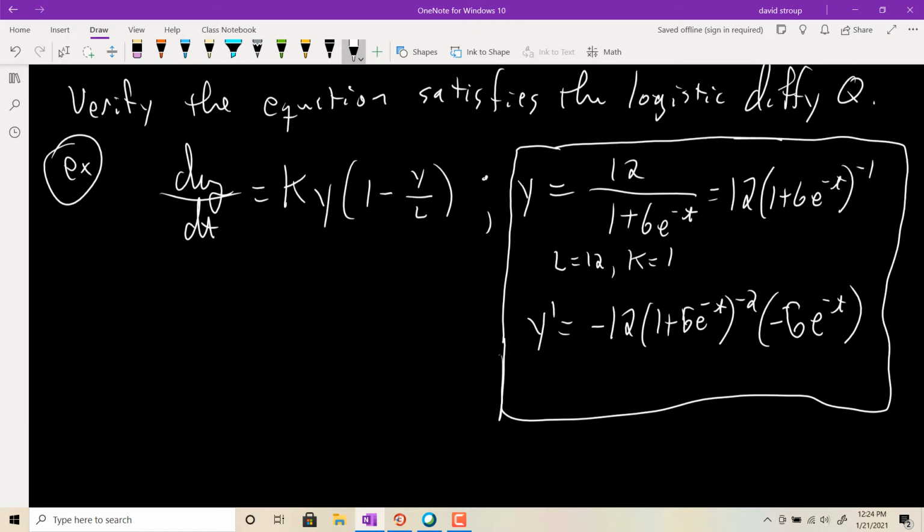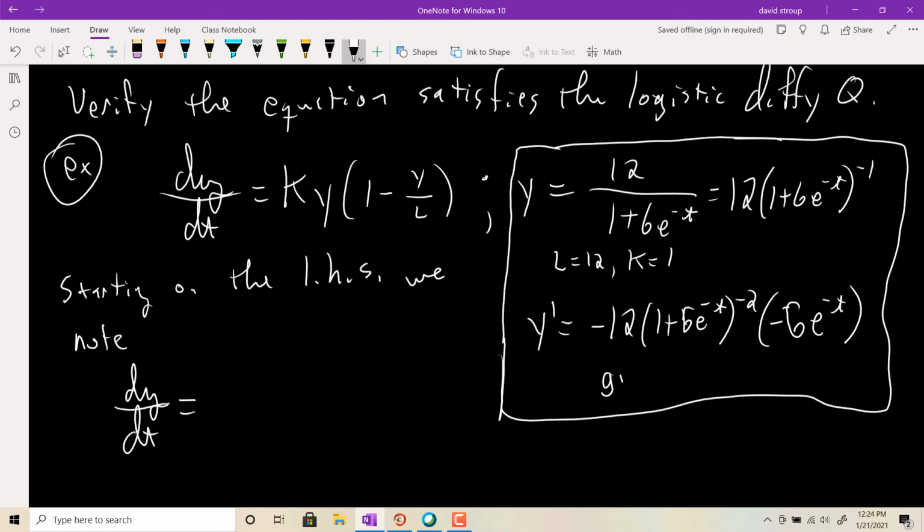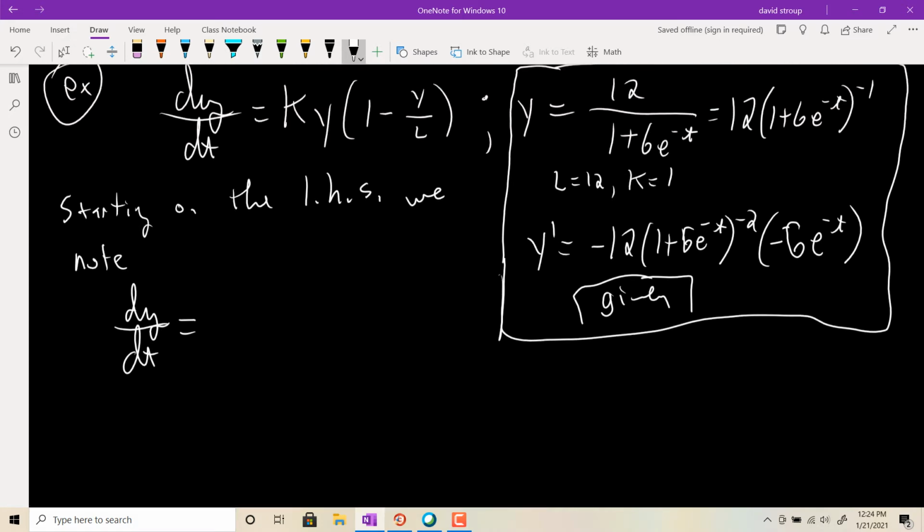Let's go ahead and start on the left-hand side. So starting on the left-hand side, we note dy over dt equals, and now I use my given information, the derivative and the equation that I'm checking, to fill in the gaps here. So the derivative is sitting right here, so I borrow that: negative 12 times 1 plus 6e to the negative t to the negative 2, times negative 6e to the negative t.